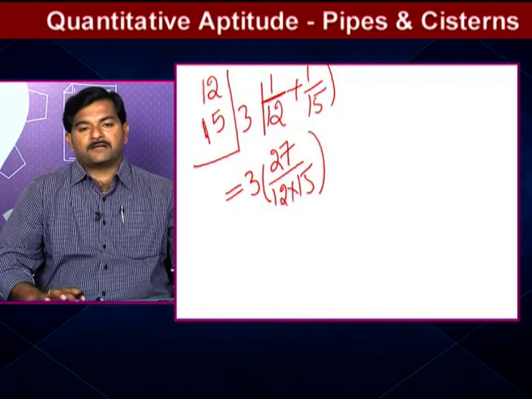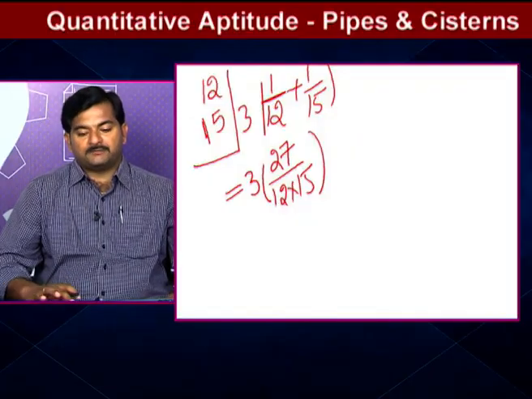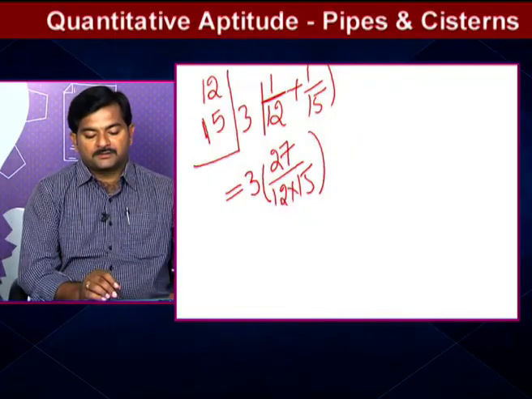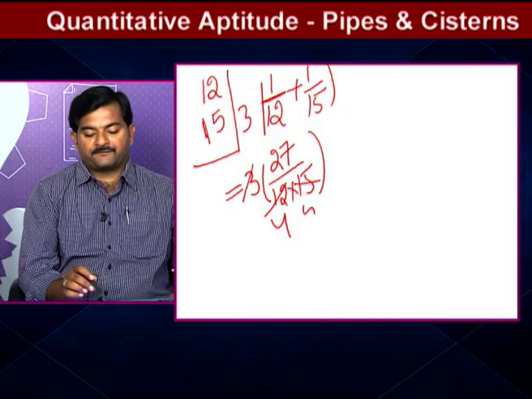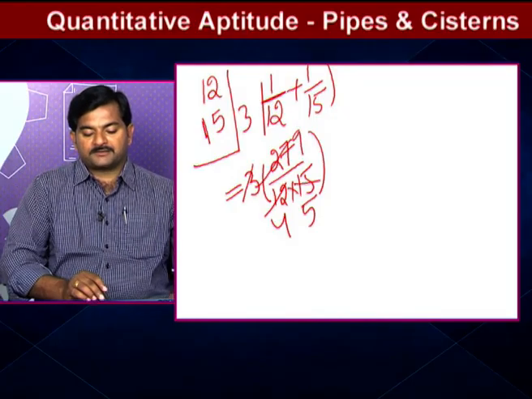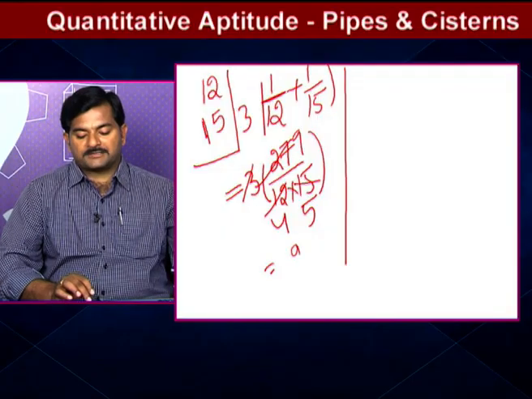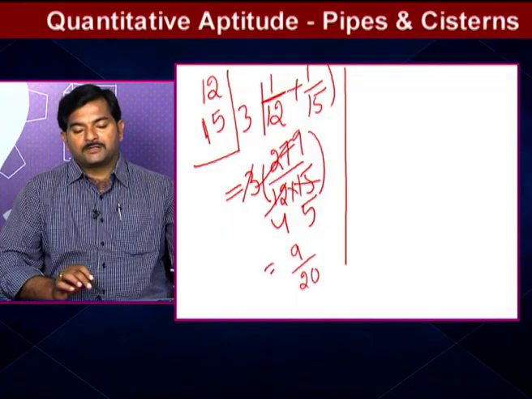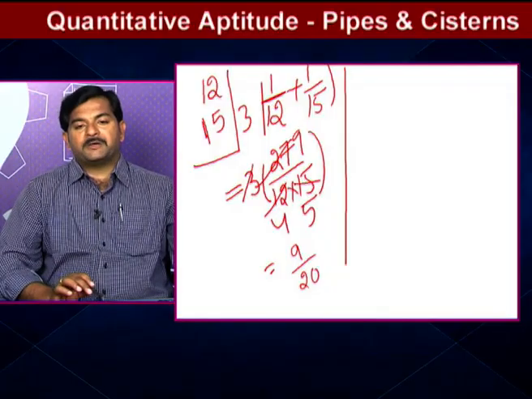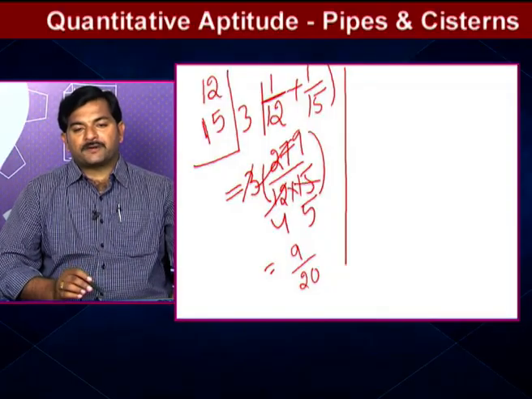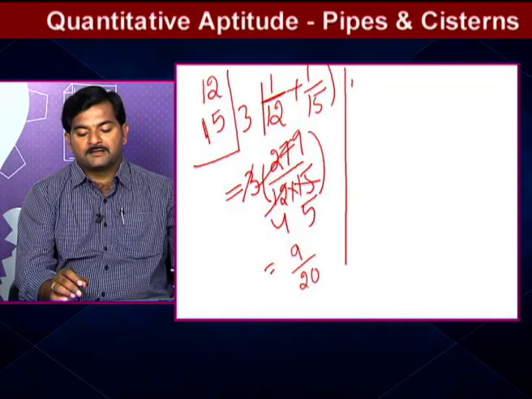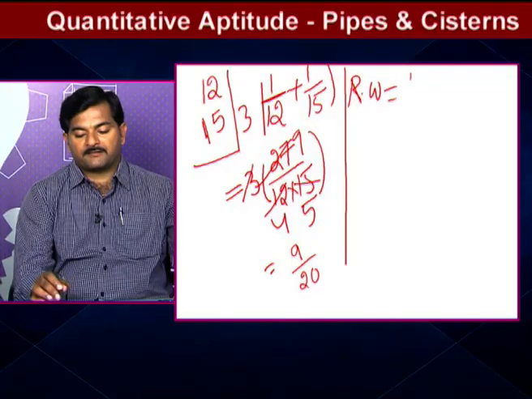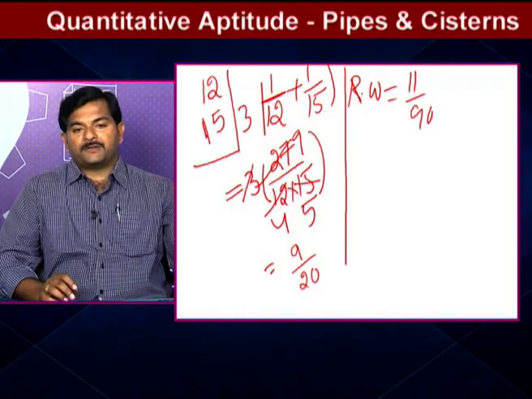With this I am going to get the work done by 2 pipes in 3 minutes. So simplification: 3 ones are 3, 3 fours are 12, and here 3 fives are 15, 3 nines are 27. What I am getting is 4 fives are 20. So what does it mean? Total capacity is 20. How many parts filled? 3 parts filled in 3 minutes. So now we have to find the remaining work. The remaining work I am getting is 11/90. This remaining work should be done by whom now?